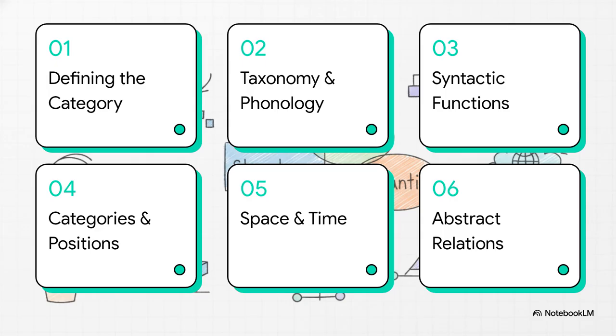Okay, let's just quickly glance at our rigorous syllabus for this session. We'll be moving methodically through 6 parts. First, defining the grammatical category. Second, taxonomy and phonology. Third, syntactic functions. Fourth, distinct categories and positions. Fifth, a semantic analysis of space and time. And finally, we'll wrap up with abstract relations.